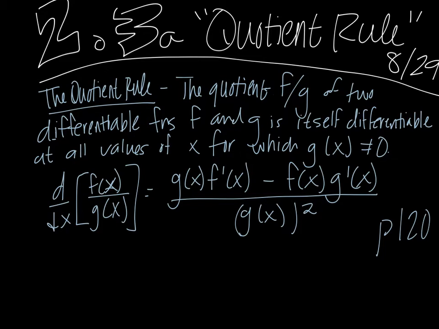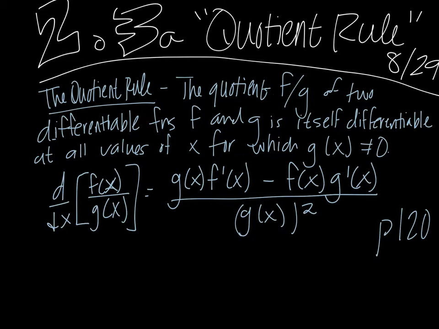Okay, so there's a big long proof of this in your book on page 120, but I'm not going to do it right now. This does probably look slightly familiar. It's really familiar to the product rule in the numerator, except there's a subtraction sign, so that means that the order does matter. You must have the bottom function times the derivative of the top function first, and then you have the bottom squared on the bottom.